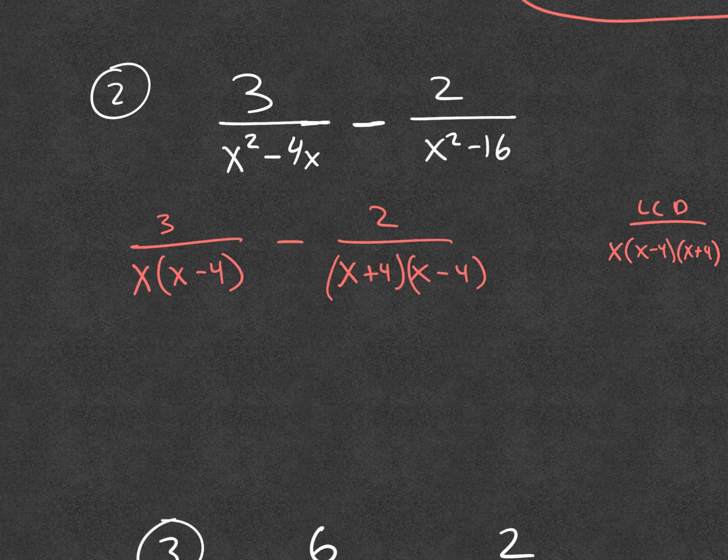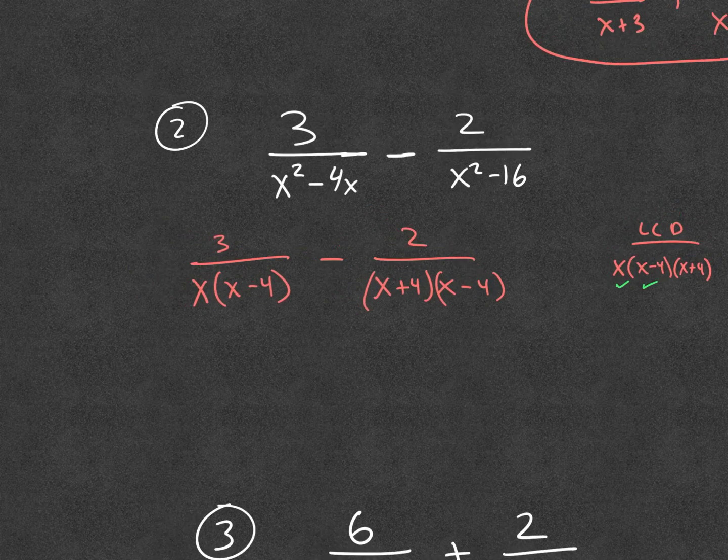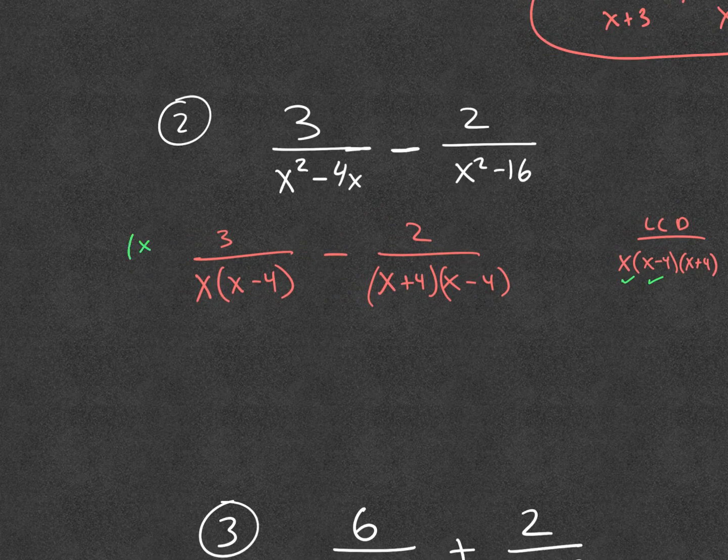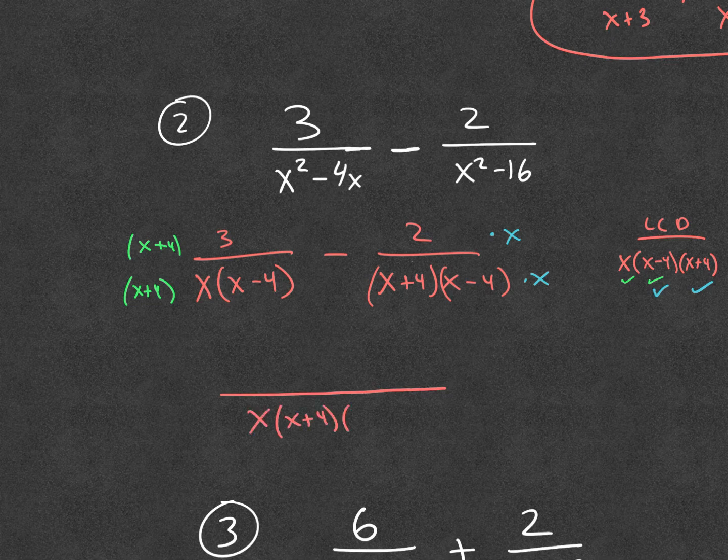And I have to go about multiplying both fractions by whatever's missing. The first fraction has the x, it has the x minus 4, but it doesn't have the x plus 4. So let's multiply both the top and the bottom by x plus 4. And the second fraction has the x minus 4, it has the x plus 4, but it doesn't have the x. So let's multiply the top and the bottom by x. Now I can see both denominators are identical. They both have all three of those factors, so I can combine here x times x plus 4 times x minus 4.